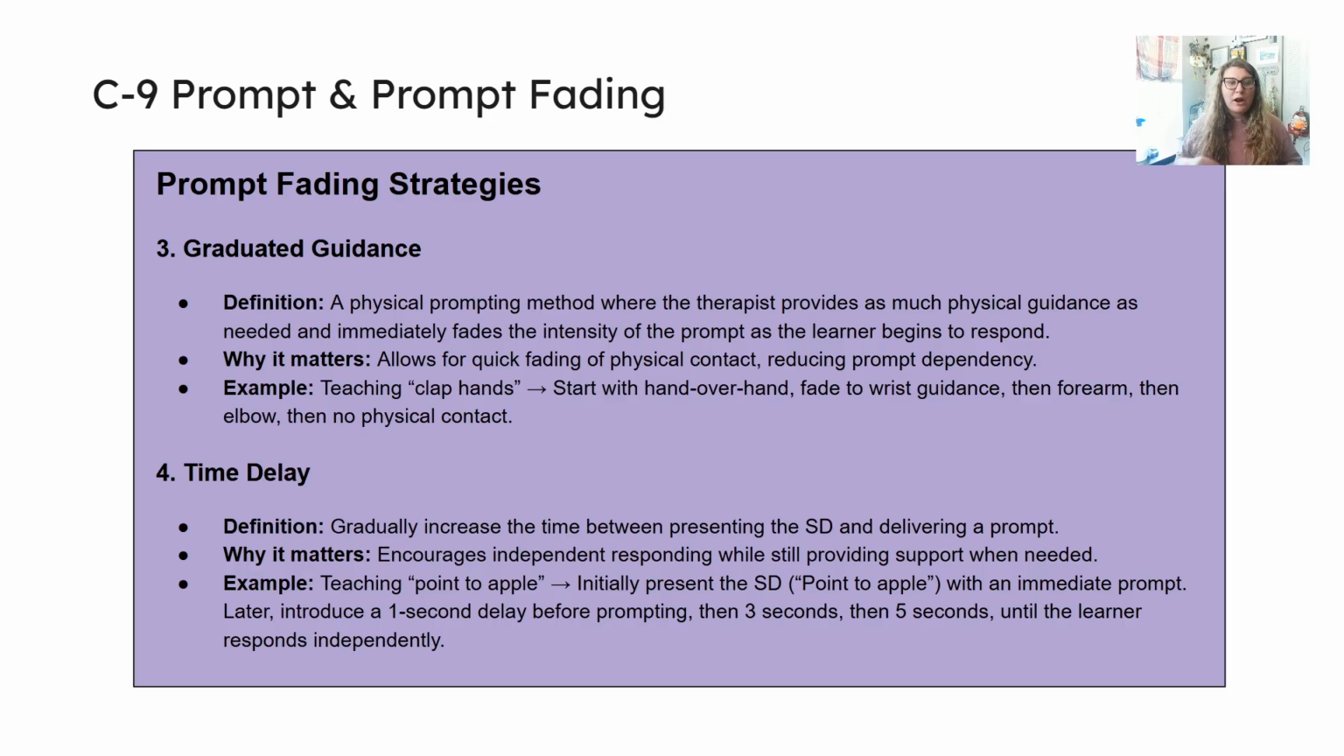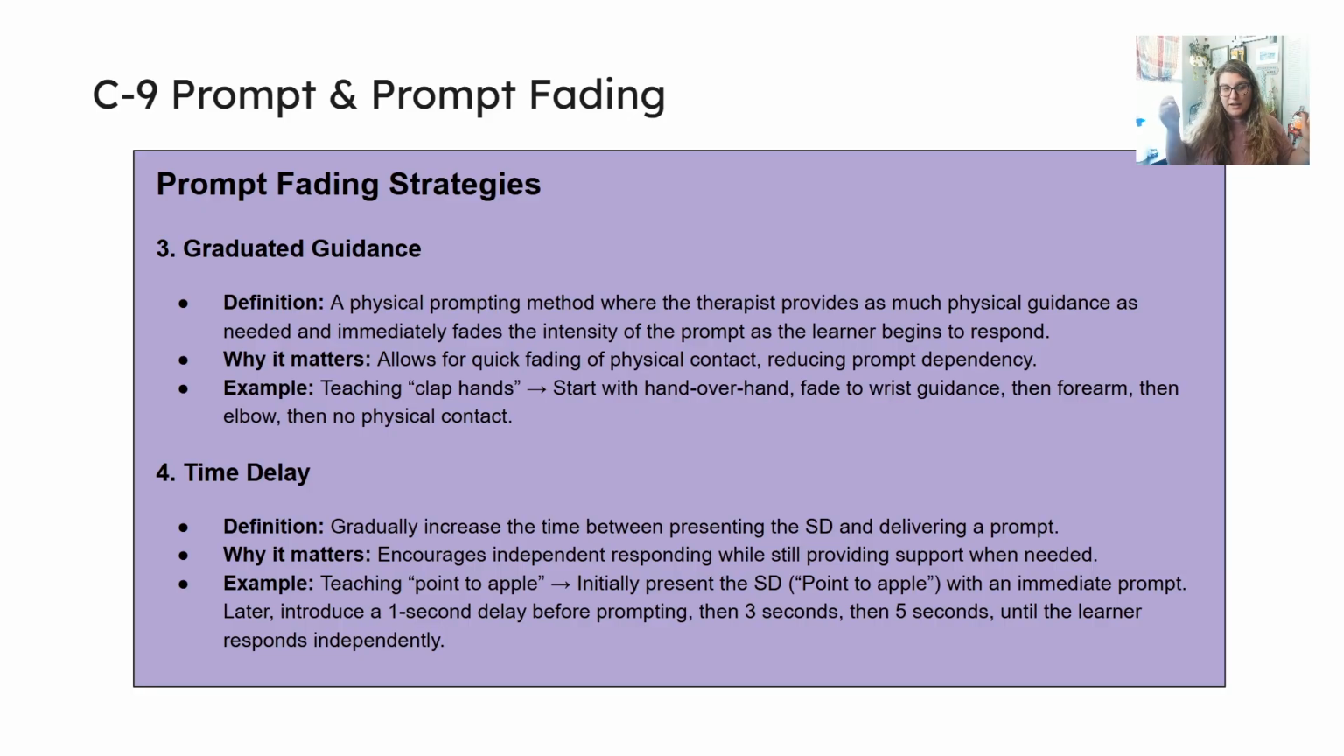And then we have our graduated guidance, which is a physical prompting method where the therapist provides as much physical guidance as needed and immediately fades the intensity of the prompt as the learner begins to respond. So it allows for quick fading of physical contact and reduces prompting dependency. So teaching clap hands, start with hands over hands and fade to wrist, then to forearms, then to elbows, then to no physical contact.